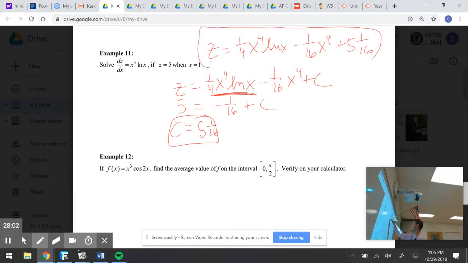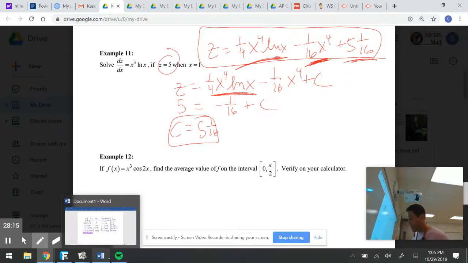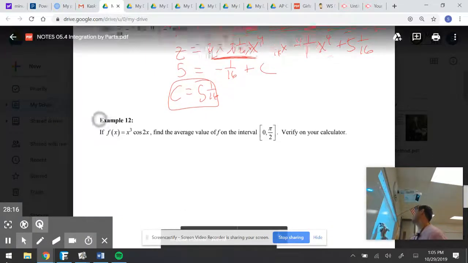It's easy to check. Let's plug in a 1. You plug a 1 in here, you get 1/16. You plug a 1 in here, you get 0. So you get a negative 1/16 in that, and you do get 5, which is what we were supposed to get. Oh, snap, sweet, it works.